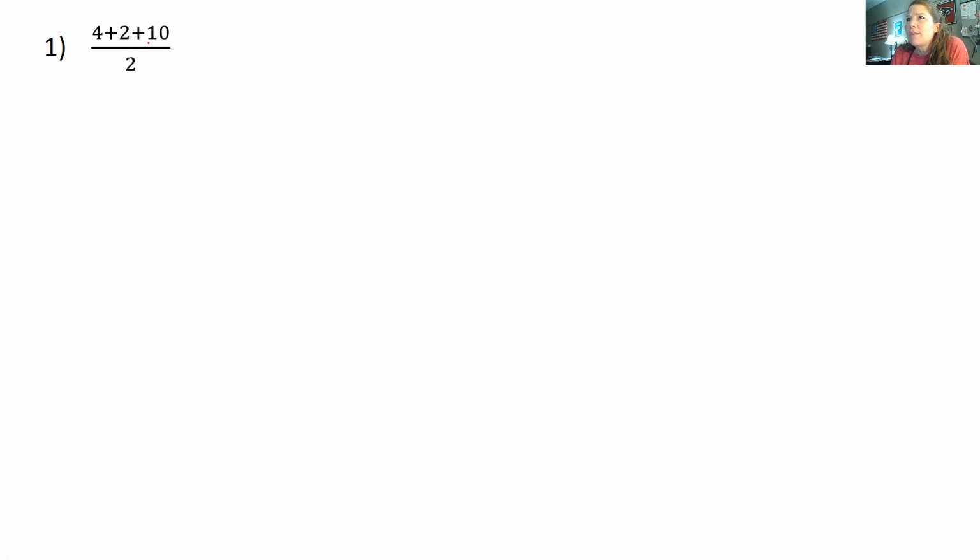All right, so I'm going to show you this first problem that you have on the screen here without variables. Now, obviously, I could go ahead and add the numbers on the top together and then divide by 2. But just because of the problems we're doing, I want you to realize that you have to think of each of these as individual terms being divided by 2. It's not just one term, right?